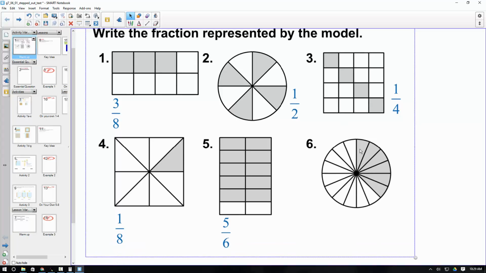And the last one is 1, 2, 3, 4, 5, 6, 7, 8. So there's 8 on this side, there must be 8 on the other, so 16 altogether. And 1, 2, 3, 4, 5, 6. So 6 out of 16. So I can reduce that down to 3/8.